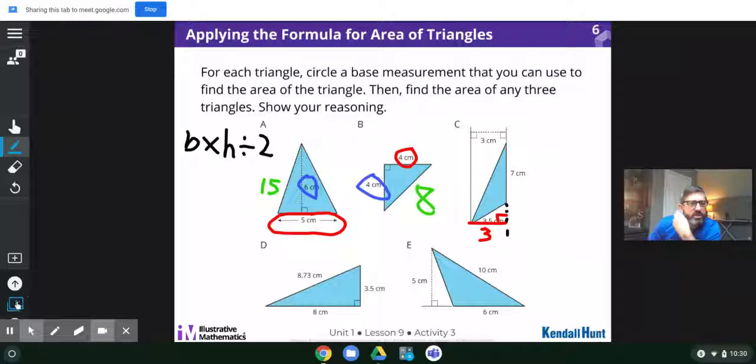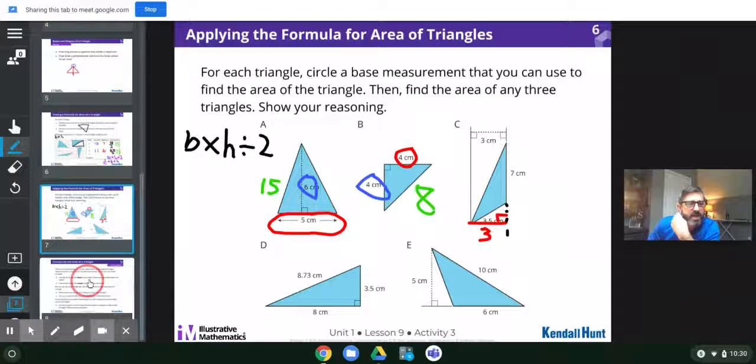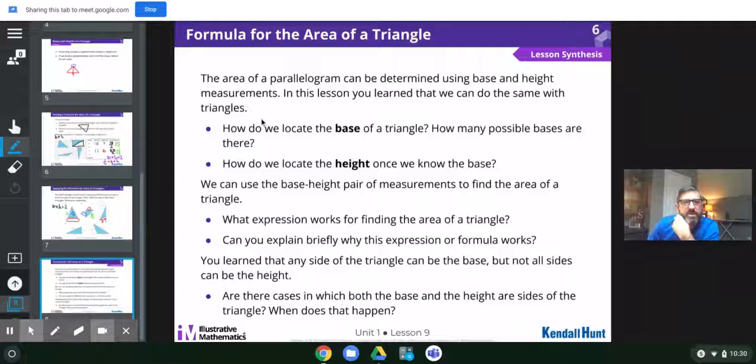So let's look at this last slide just to kind of rehash what we've done. Previously we looked at the area of a parallelogram and found out that it can be determined by using the base and the height. So we multiplied base times height. Today we use that same formula to figure out how we could find the area of the triangle. So we located the base. We know that we can choose any line in the triangle to use as the base. So how many possible bases does that give us? Well, there are 3 possible bases because there are 3 sides of a triangle.